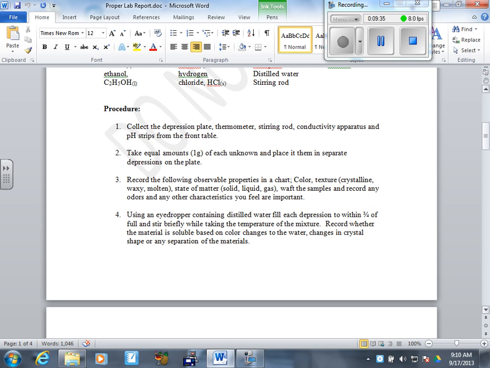Okay. Next thing, using an eyedropper containing distilled water, or in this case, you guys use the wash bottle, fill each depression to within 3/4 of full and stir briefly while taking the temperature of the mixture. Right? Important that the thermometer is in there at the time. Record whether the material is soluble based on the color changes to the water, changes in crystal shape, or any separation of the materials. All right, so again, I told them, here's how you can tell if it's soluble. Here's what to look for and record.